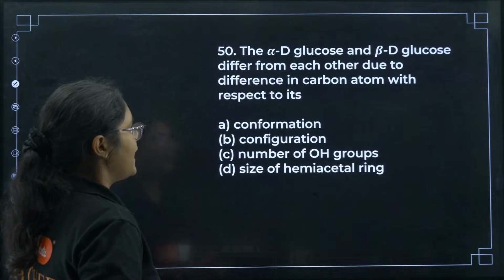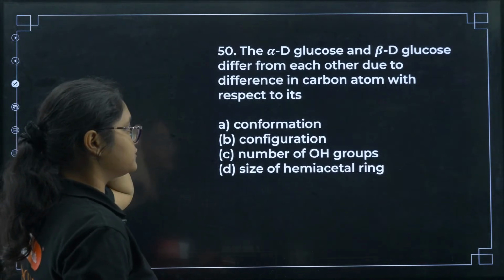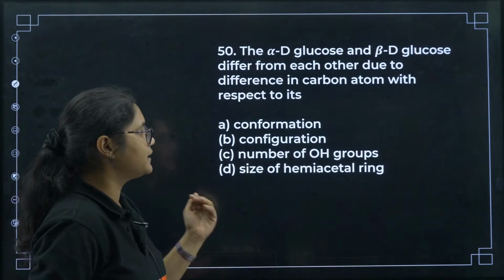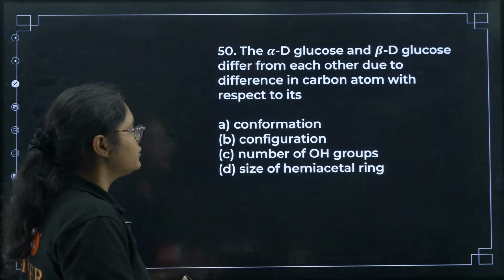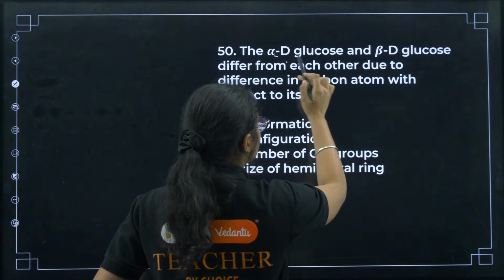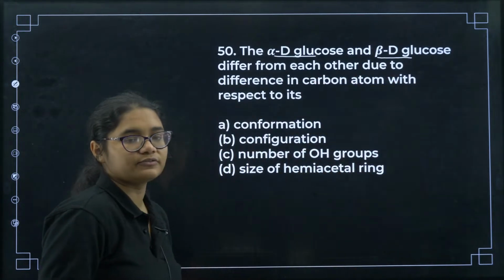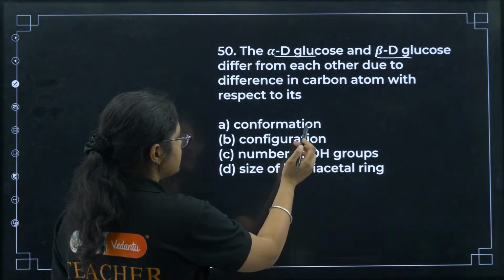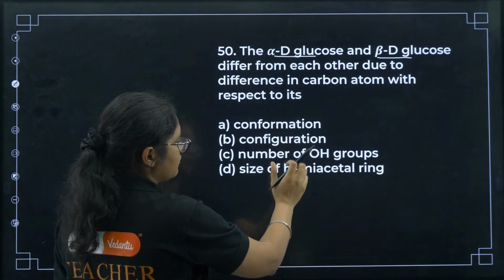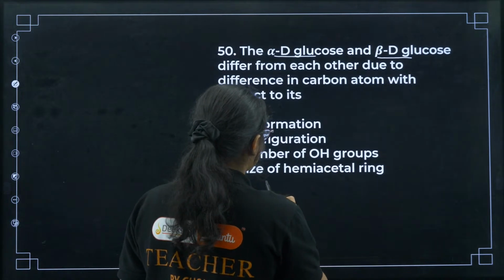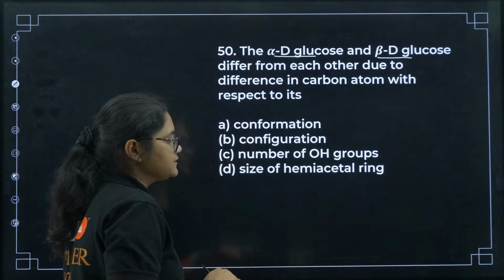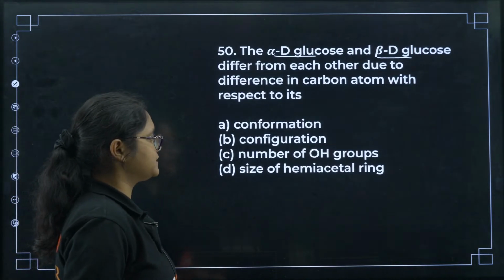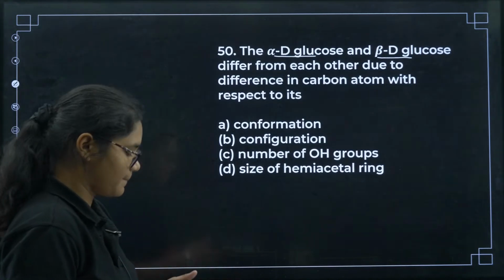Okay, next, alpha D glucose and beta D glucose differ from each other due to the difference in the carbon atom with respect to. So you know alpha D and beta D glucose are the two anomers of glucose, right? So where exactly do they differ? Whether there is a difference in conformation, configuration, number of OH groups or the size of the hemiacetal ring. So it is conformation or configuration.